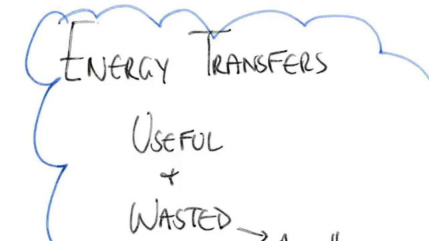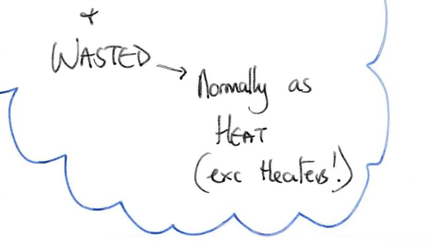Right, here we're going to look at how energy can be transferred. We've said that energy cannot be destroyed or created, but it can be changed into other forms. Sometimes this energy is useful, sometimes it's wasted. If it's wasted, it normally ends up as heat, but an example of where it's not wasted is if you want to change the energy into heat, like in a fire. That isn't wasted energy.